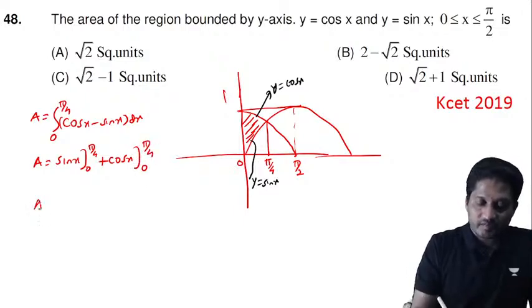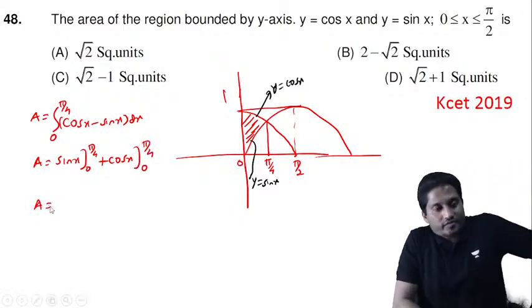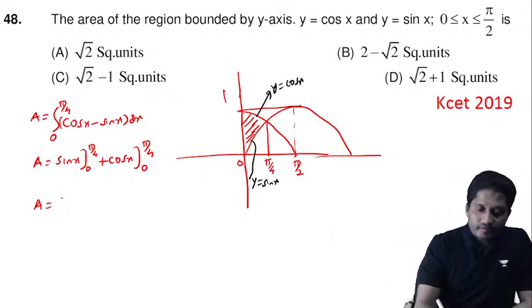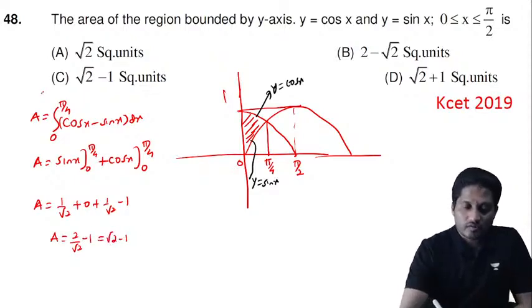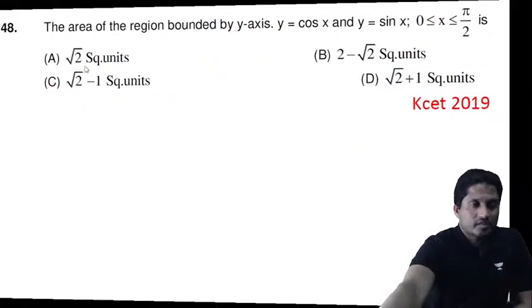It's an NCERT exemplar question only. Upper limit is sin 45, right? Sin 45 is 1 by root 2. Sin 0 will be 0. Cos 45 is 1 by root 2. Cos 0 is 1. Area is equal to 2 by root 2 minus 1, which is equal to root 2 minus 1 square units. Answer is option C.